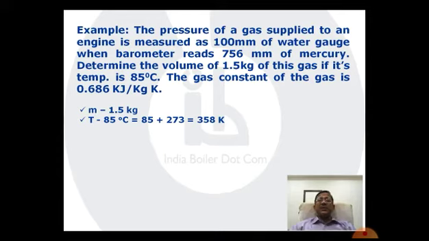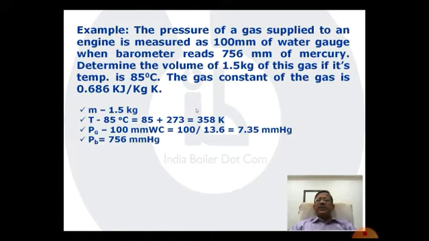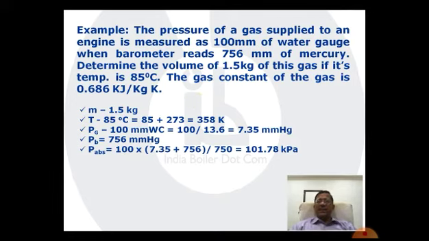They have given you the pressure, but they have given you the pressure in two parts. One is the gauge pressure, another is the barometric pressure. The gauge pressure they have given as 100 mmWC. Since the barometric pressure is given in mmHg, I convert the WC into mmHg. Since mercury is 13.6 times heavier than water, whatever mmWC I get, I divide it by 13.6, and I will get the height in mercury, right? They have also given the barometric pressure as 756 mmHg, therefore the absolute pressure we calculate as the barometric pressure plus gauge pressure, and convert it into kPa from mmHg.